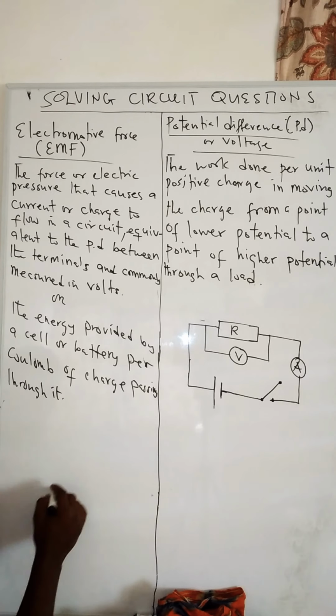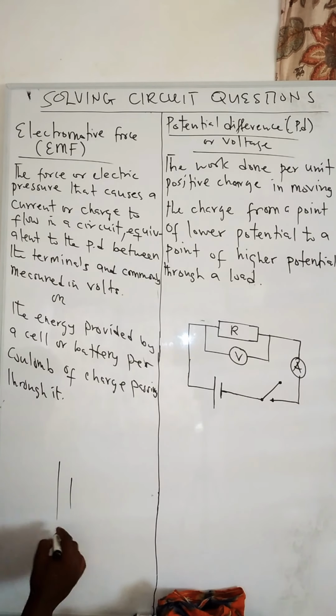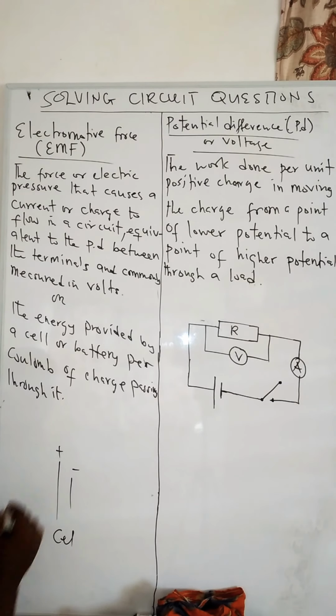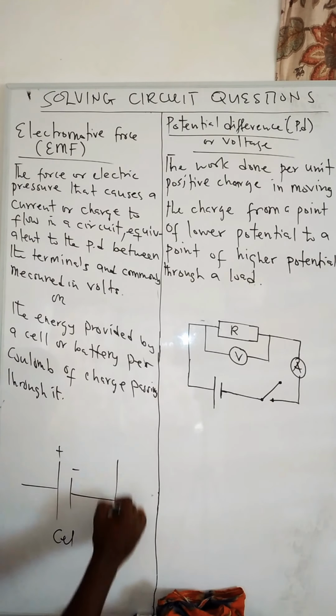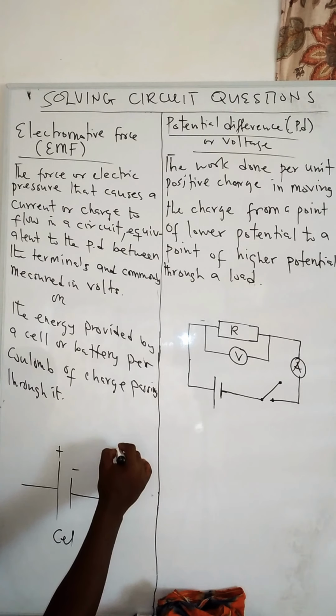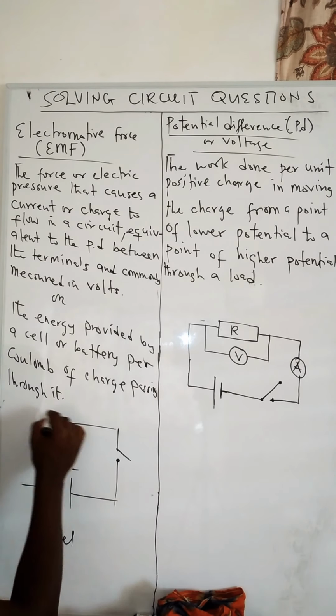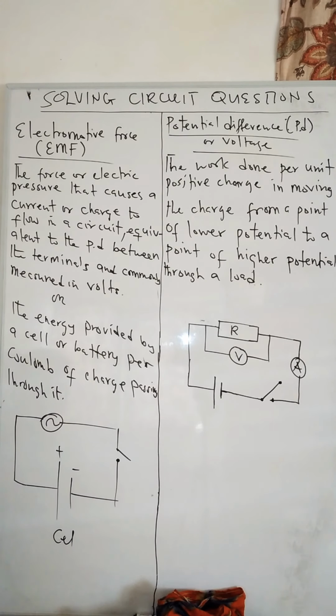Good. Now, if I have this as my cell, this is my positive and this is my negative. Let me just connect it to a key here and then connect it to a load here. Let's say a bulb. Good.